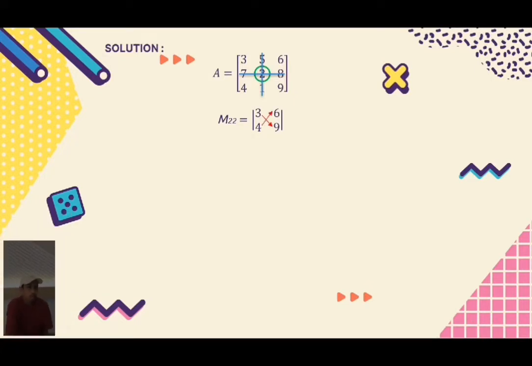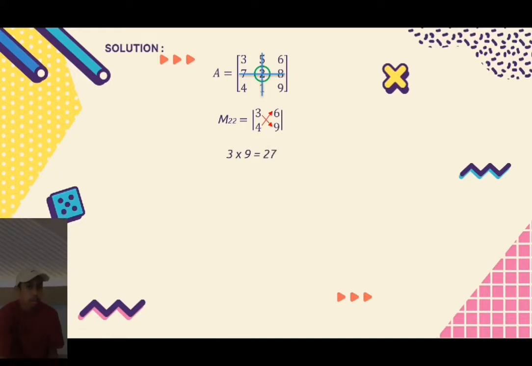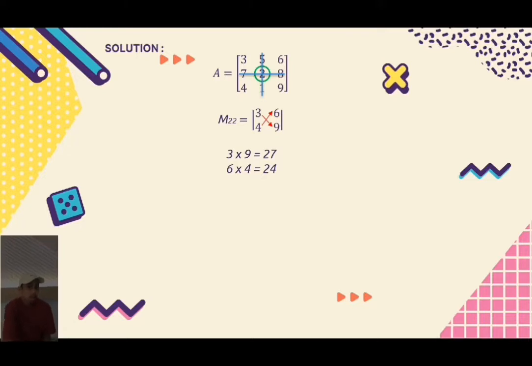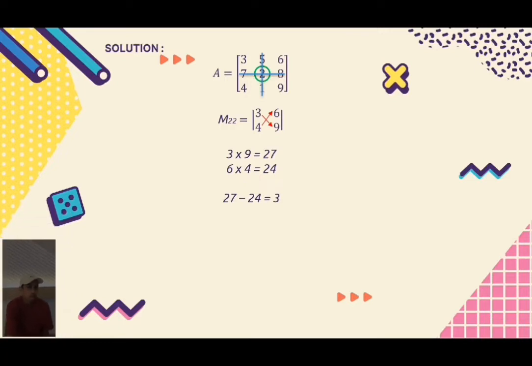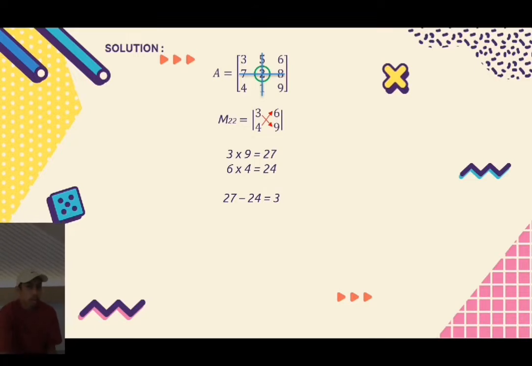For example, 3 times 9 is equal to 27, and 6 times 4 is equal to 24. Next, subtract the value of the second diagonal from the value of the first diagonal. 27 minus 24 is equal to 3. Hence, our determinant equals 3.